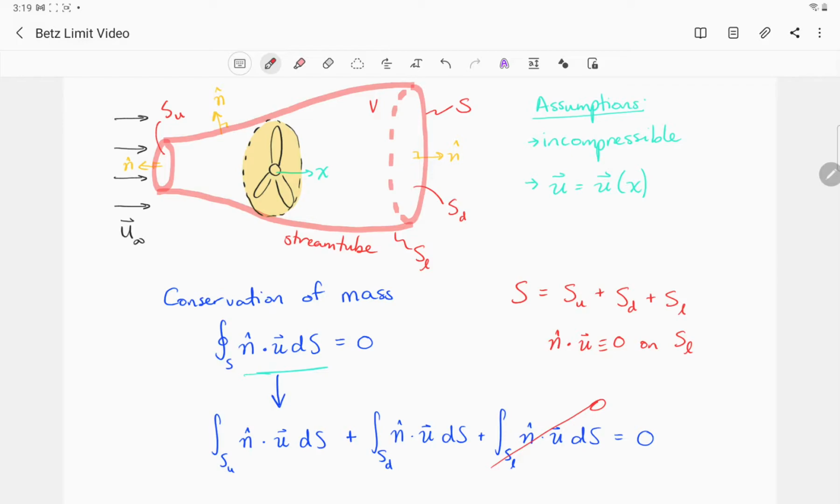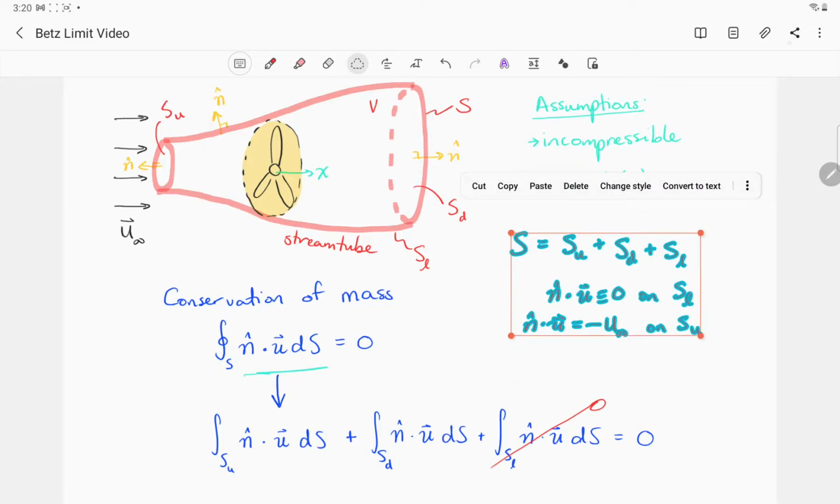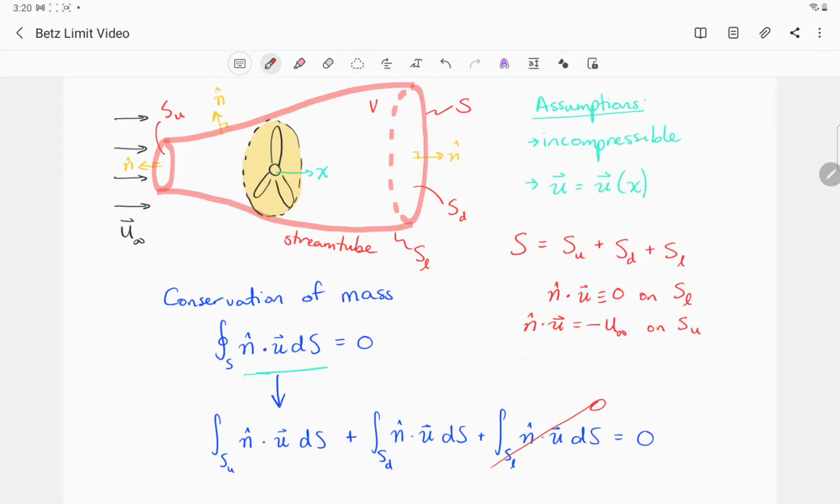We have also defined our control volume such that the upstream face is well upstream, away from any disturbance generated by the presence of the turbine. So that means that n dot u equals negative u infinity on SU. And the negative sign comes from the fact that n, as drawn up here on the top left, is in the opposite direction as the velocity vector in the free stream. Let me just move this up so I can make room for our last statement, which is that n dot u is equal to some constant but as yet unknown velocity uw on SD.